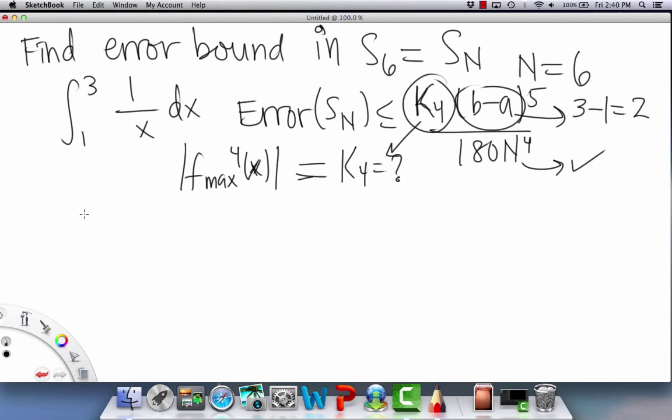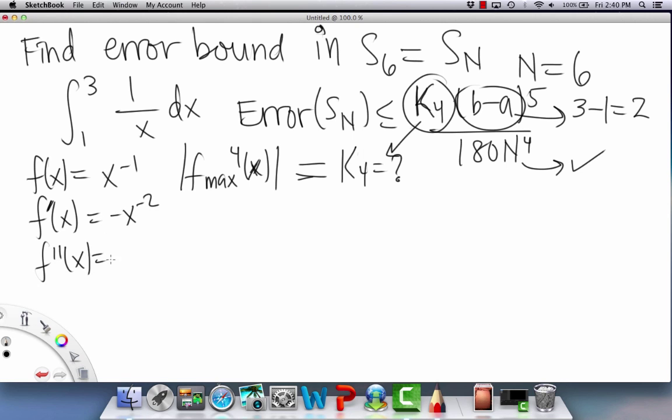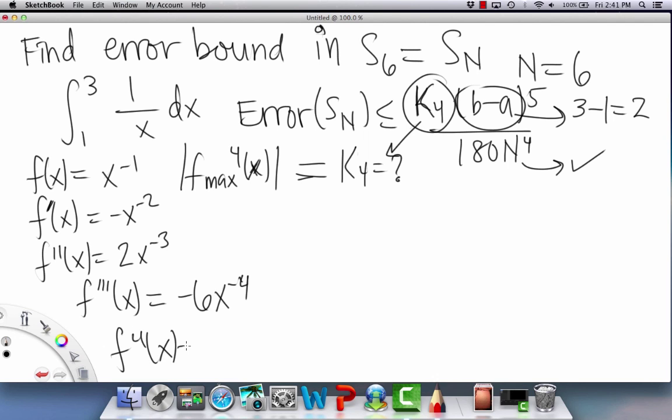So let's find the 4th derivative. f of x equals 1 over x, which is x to the negative 1. Then the first derivative is going to be negative x to the negative 2. And then the second derivative is positive 2 x to the negative 3. Oh, no, that's not a 4. I'm trying to skip steps here. So the third derivative is going to be negative 6 x to the negative 4. And finally, the 4th derivative is a positive 24 x to the negative 5th.